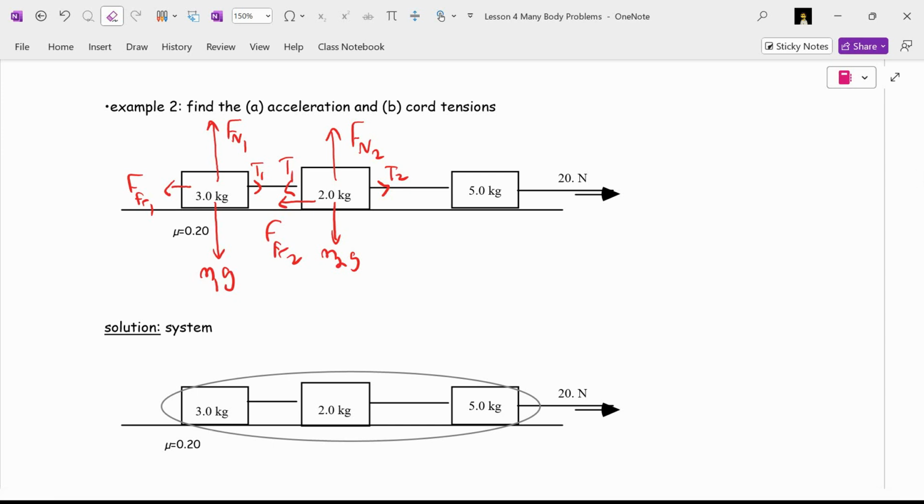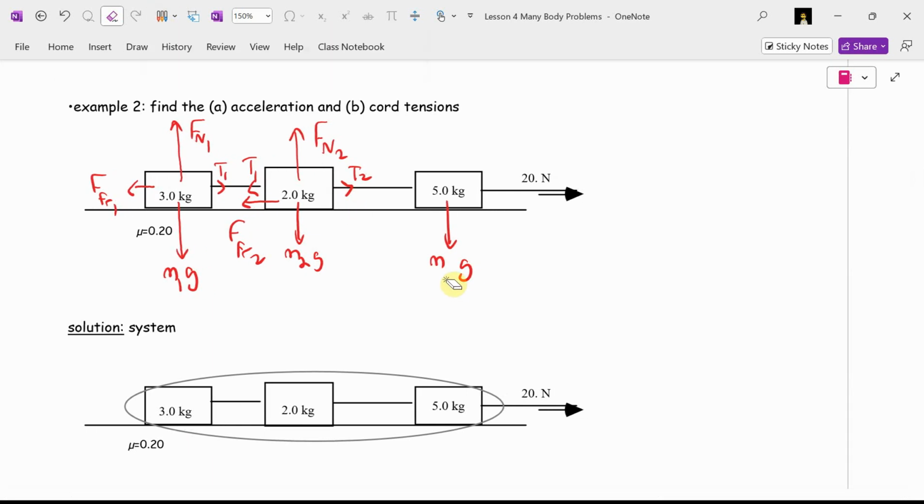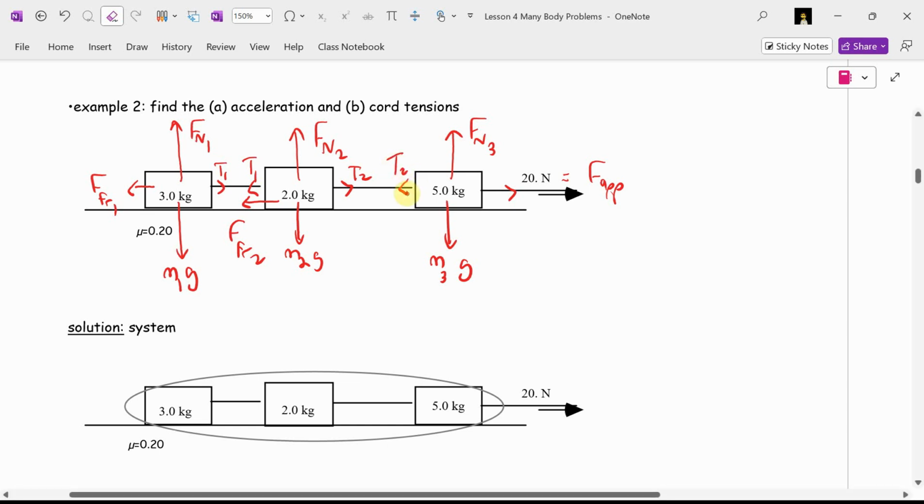What about the third mass? Get the obvious one. M3G. That's a terrible looking 3, Mr. Dueck. Normal force number 3. What are we going to call this 20 newtons coming from off the page? F applied. We're missing 2 forces. Which ones? Tension 2. And I'll call that friction force number 3 because it comes from mass number 3. I think I used the phrase last year, we're going to be lazy but organized. I think we got everything.